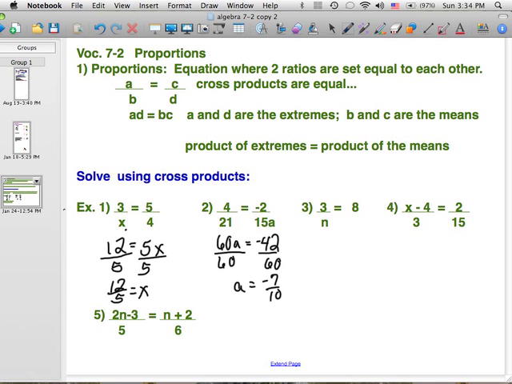Number 3, we put a over 1, cross products. 3 times 1 is 3, 8 times n is 8n. To solve for n, divide both sides by 8, and we get 3/8 equals n.